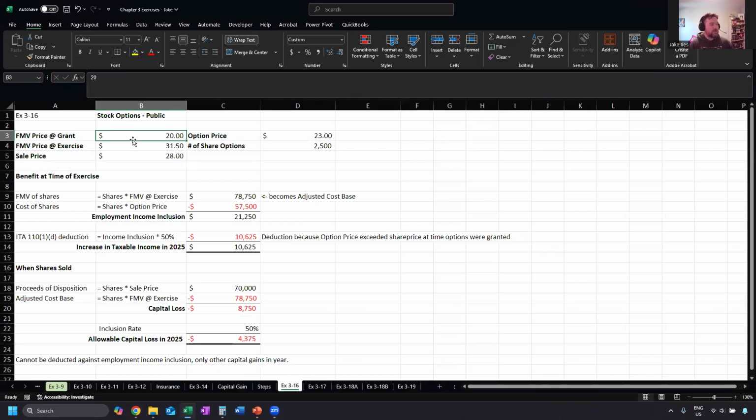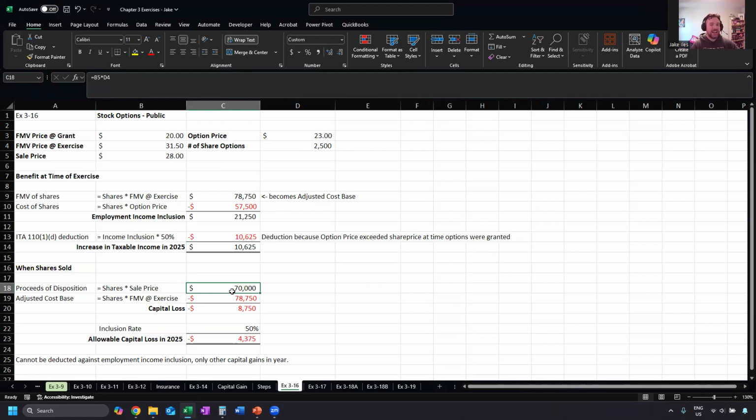So we care about the price at grant because we want to know if we're in the money or not. Since the option price is more than the fair market value at the grant date, we're not in the money. That means we're going to get a deduction. The fair market value of the shares was $31.50, and we bought 2,500 shares. When we multiply those numbers together, we get $78,750, but we only paid $57,500 for it. So we have to recognize an income of $21,250. Because our grant date was not in the money, we get to deduct half. So in 2025, our employment income will increase by $10,625.